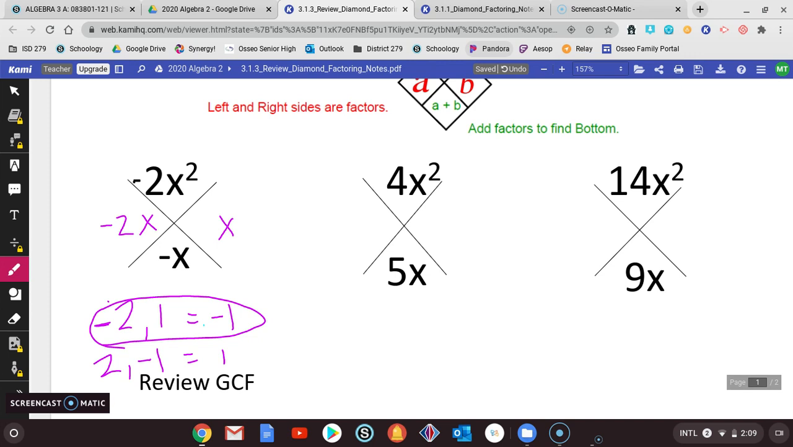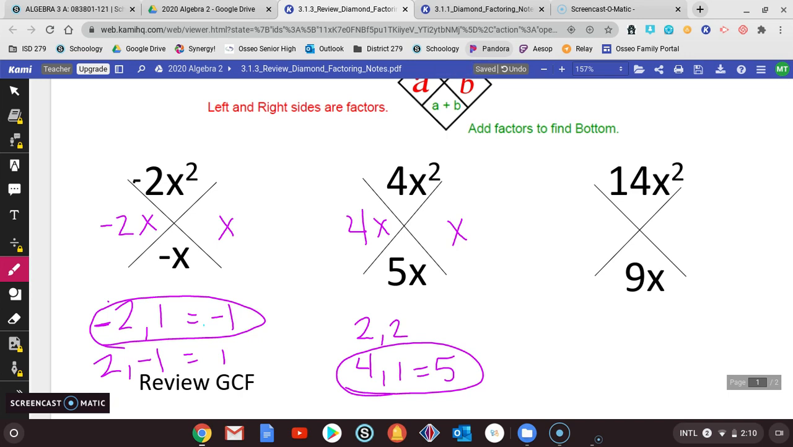So next one. We know it has to be x and x. 4 is 2 times 2 or 4 times 1. Well, 4 times 1 gives you 5. So 4x and 1x.